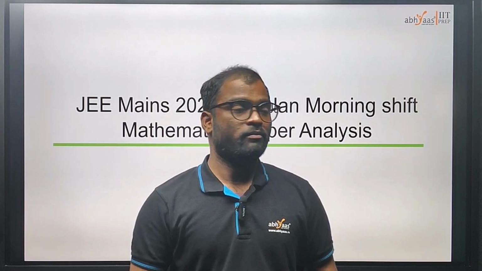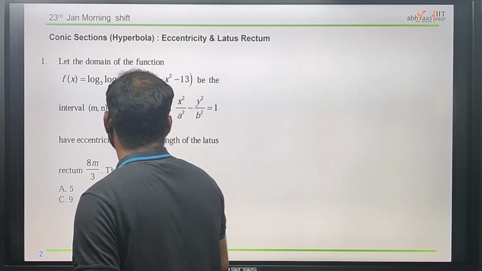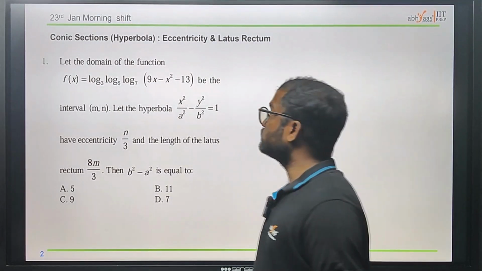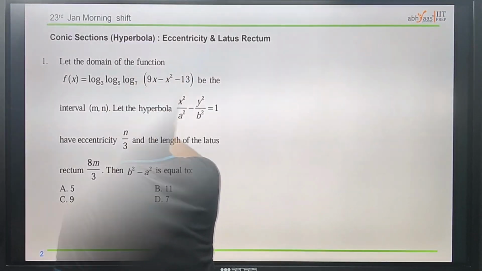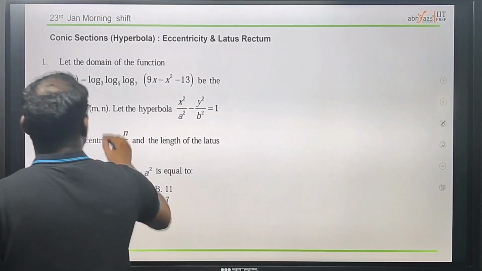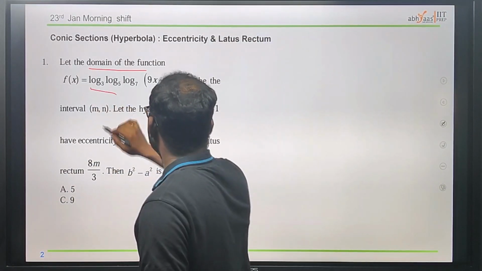In this video, we will discuss the 23rd January morning shift paper of mathematics analysis. Okay, let's start. First, if you observe, on the basis of conic sections, which is hyperbola, by using the eccentricity and latus rectum, we can solve this question, which is the domain of the function they have given, which is this one.